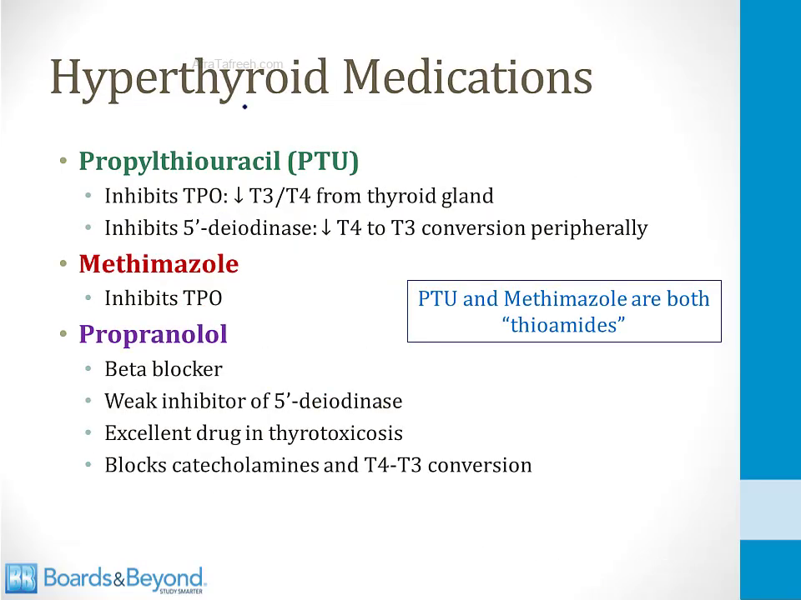In another module, we will talk about treatment of hyperthyroidism, but I just want to point out here that many hyperthyroid medications inhibit either TPO or 5' deiodinase. So propylthiouracil or PTU is a medication used to treat patients who are hyperthyroid. It inhibits TPO, which blunts the formation of T3 and T4 from the thyroid gland. PTU also inhibits 5' deiodinase, which blunts conversion of T4 to T3.